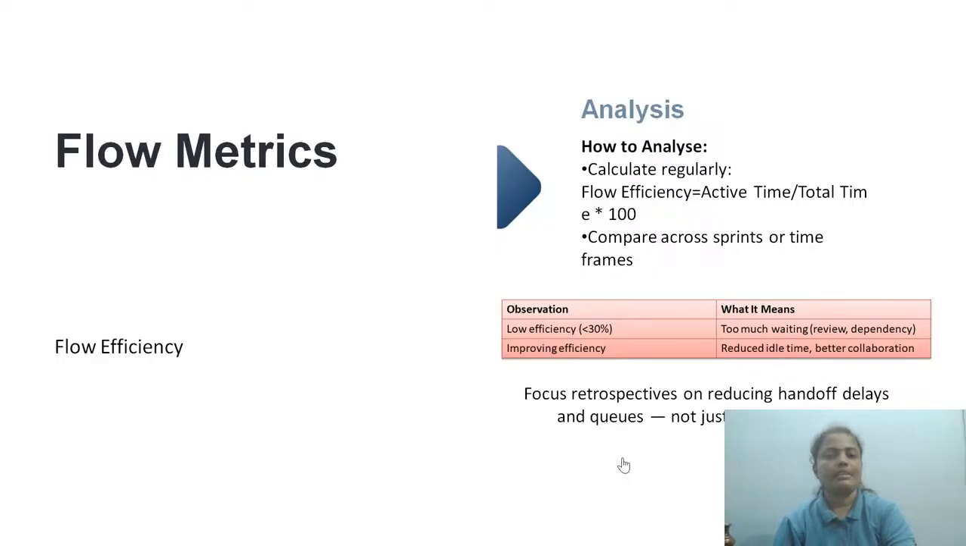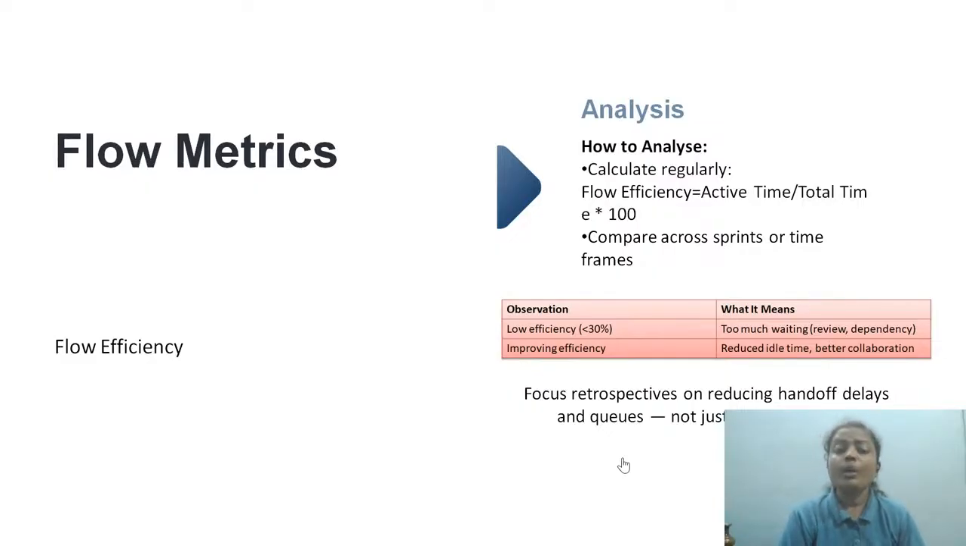How to analyze this? Calculate this regularly. How efficient are we? Try to always calculate the active time and total time. Compare across sprints or time frames. Why am I saying time frame again and again? Because all these metrics can be used in the Kanban framework as well. Whenever we talk about the word flow, Kanban comes into the picture.